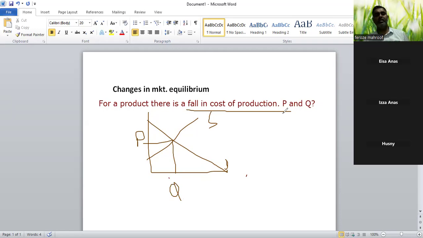Cost of production decreases, is it related to demand or supply? Fall in cost of production related to demand or supply? Quickly reply.